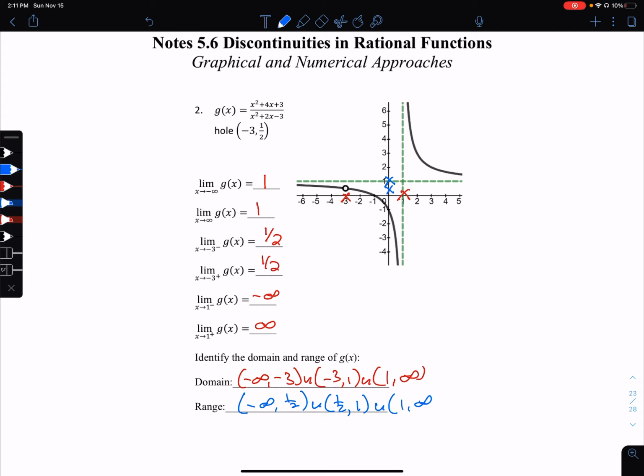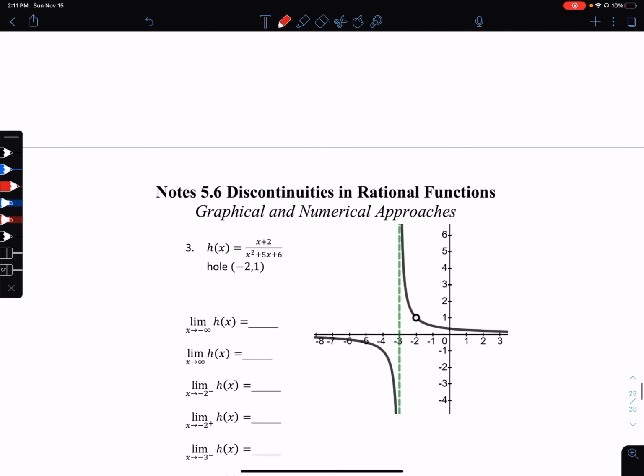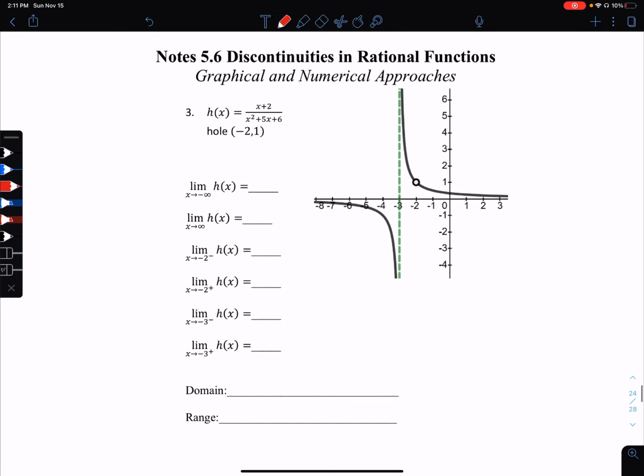Let's check out a couple more of these little fellas. You'll see that they are all pretty similar. What's the limit of h of x as x approaches negative infinity? Well, it's going to negative infinity. What's the limit of h of x as x approaches positive infinity? It's going to the right forever. It's approaching positive infinity.